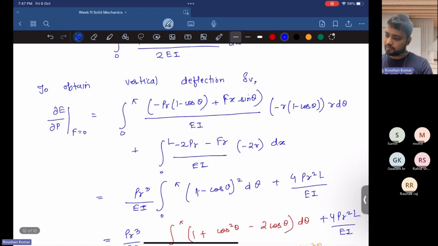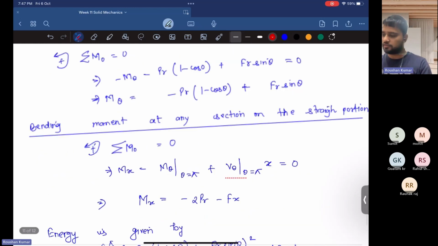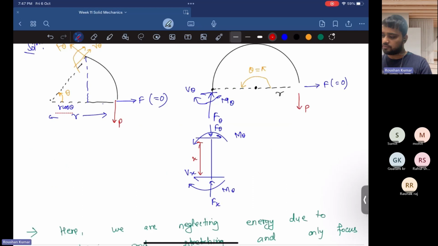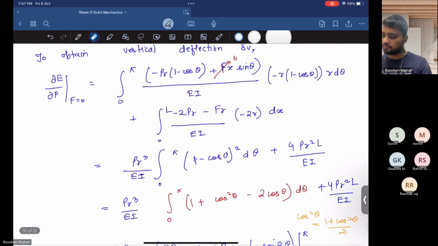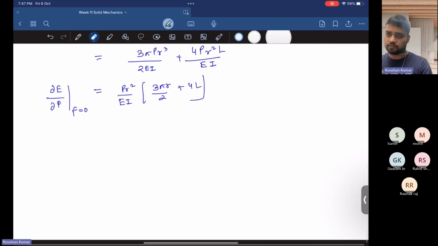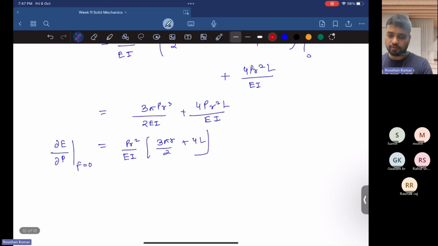Here we are taking F equal to 0 because F is considered to be 0 here. There is no dummy force; we forcefully add this dummy force, so we have to take it as 0. Now we have found the value of the vertical deflection. Now we have to find the value of the horizontal deflection.